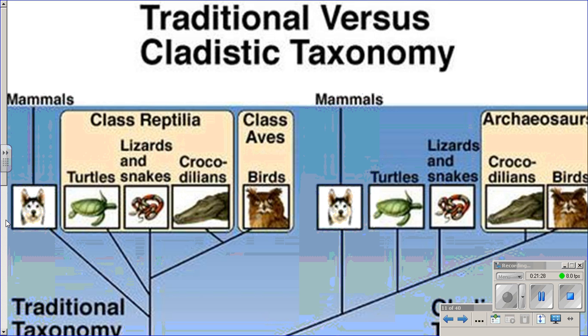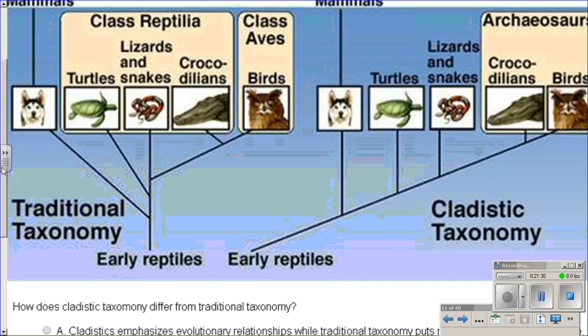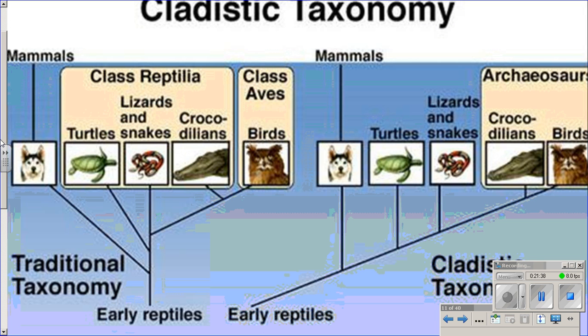Okay, so look at this, what do they show here is closely related? What organisms? All right, so turtles, lizards, snakes, and crocodiles. They're showing that all those are closely related because they're grouping them as a class, Reptilia. But they did not have the data to support that. So currently, this is traditional taxonomy.